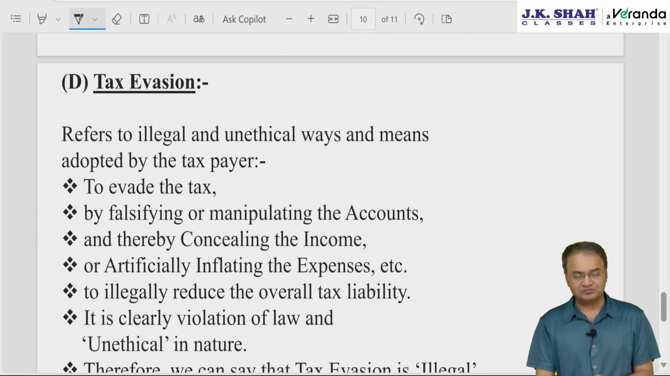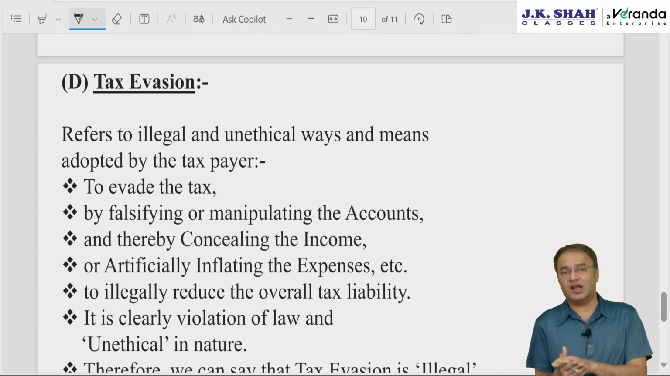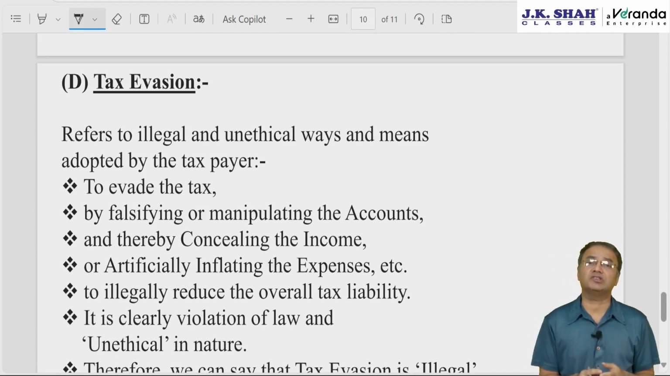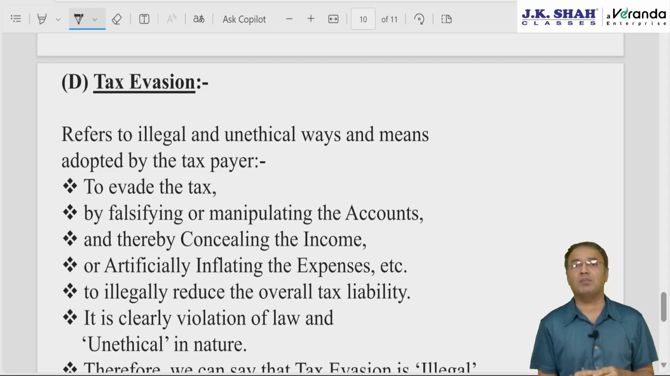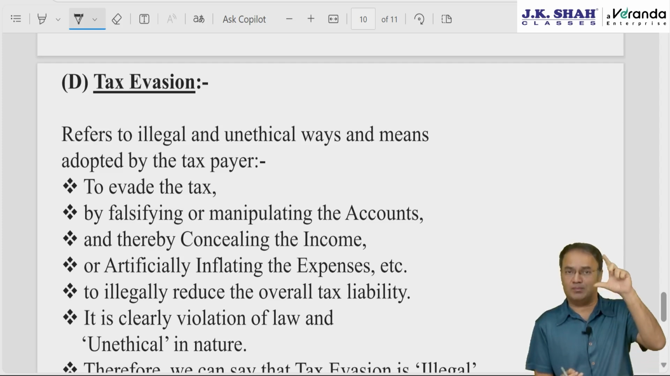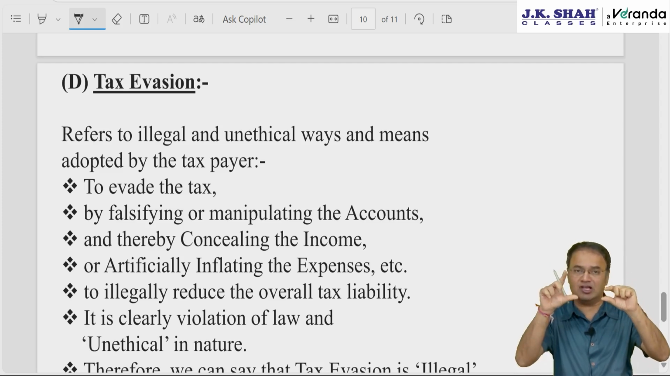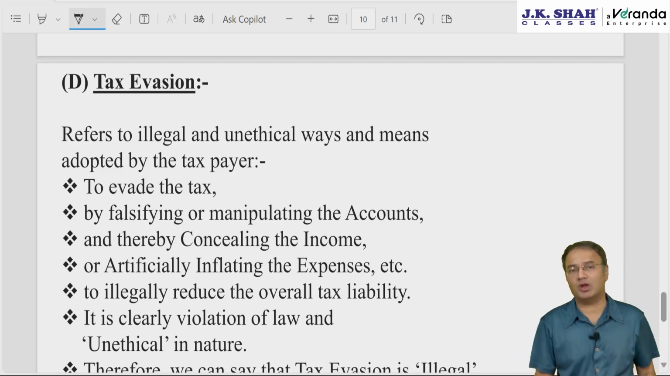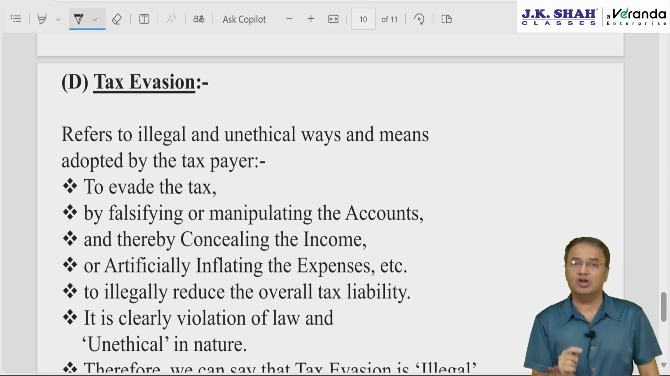Tax evasion. Tax evasion on the other hand is totally illegal and it is unethical. Tax evasion means the assessee manipulates his books of account, passes false entry, claims bogus expenditure, claims expenditure which is not incurred by him, artificially suppressing the income or inflating the expenditure by passing bogus book entry, that is called tax evasion. Totally illegal as well as unethical.